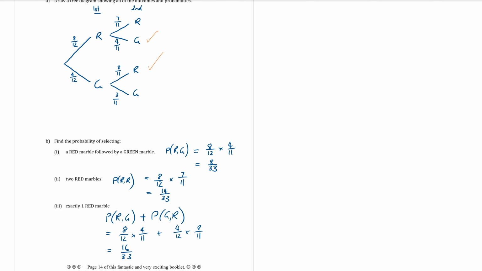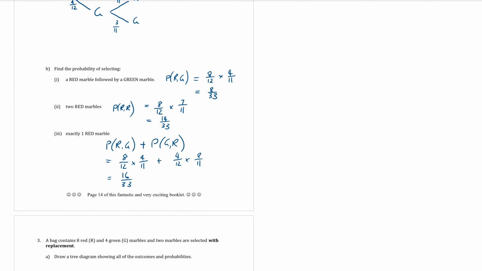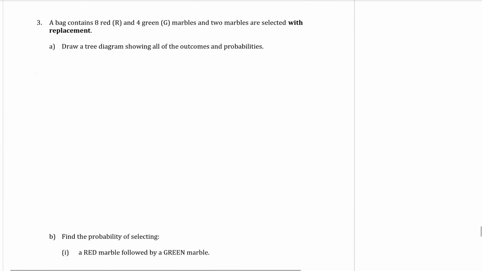Okay, there's another question on the next page that looks pretty much the same, but it's not. With replacement. That's right. So a bag contains 8 red and 4 green marbles again. 2 marbles are going to be selected, but with replacement. That means after I choose the first marble, I put it back in the bag so that I'm still going to have 12 marbles in there for the second selection. Okay, it's very important that you read the questions carefully to know when it's with replacement, when it's without replacement.